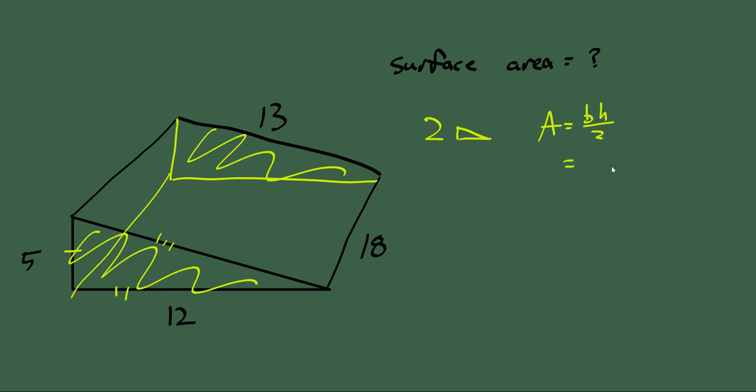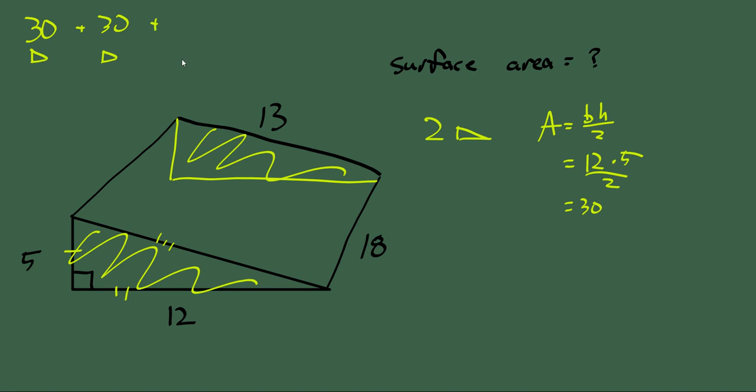The base, let's just assume that this is a right angle, which I meant to draw in earlier. I just didn't. The base is 12. That's this. The height is 5. And each of them has an area of 12 times 5 over 2, or 30 square units. There's 2 of them. So I've got 30 for one triangle, 30 for the triangle in the back.